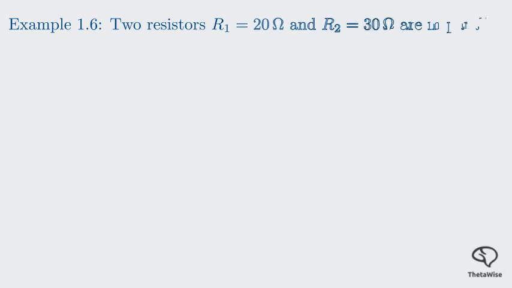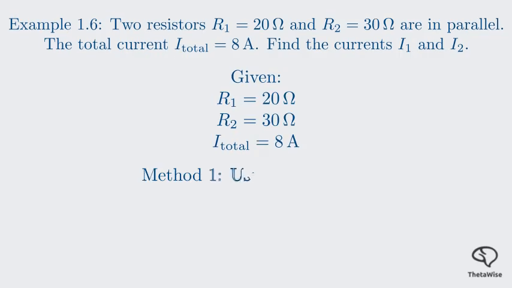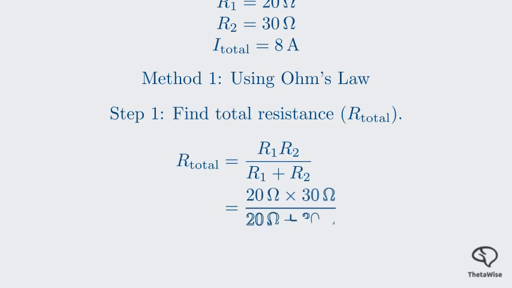In this circuit, we have two resistors, 20 ohms and 30 ohms in parallel. The total current is given as 8 amperes. Our goal is to find the current flowing through each resistor, I1 and I2. First, let's solve this using the method we learned earlier. We'll find the total resistance, then the voltage, and finally the branch currents. For two parallel resistors, the total resistance is their product divided by their sum. This gives us 12 ohms.